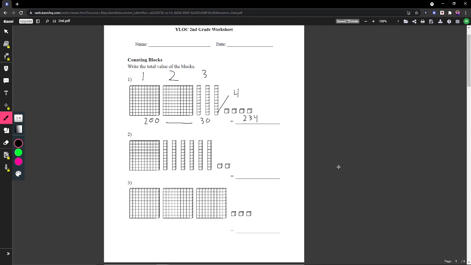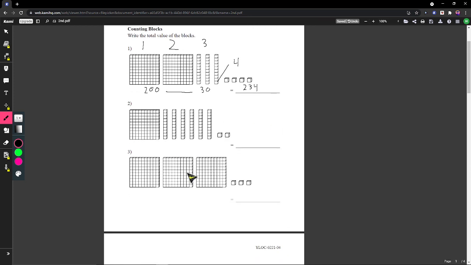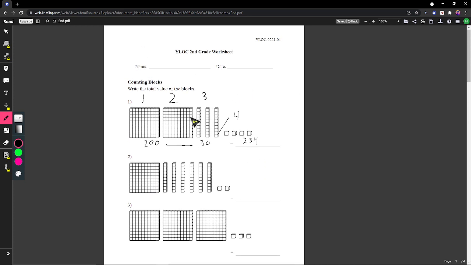You would do a similar thing to the 2 and 3, where you would just count the values presented to you. Just don't forget that this kind of square is 100 in value by itself. This is 10, and this is 1.